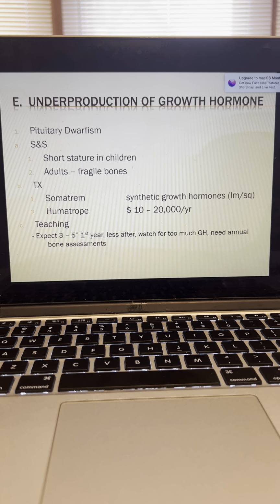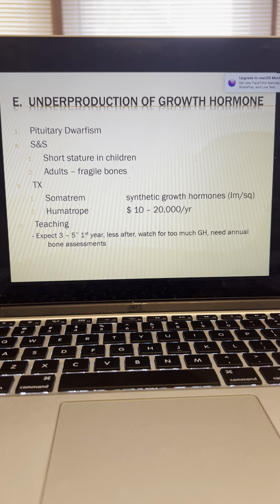Treatment for them would be Somatrem or Humatrope. These are synthetic growth hormones. The cost is somewhere between $10,000 to $20,000 a year. It can be IM or sub-Q. Teaching for these folks would be to expect a 3 to 5 inch growth in about the first year, less after that. Watch for too much growth hormone. There may be a need for annual bone assessments just to watch that growth.